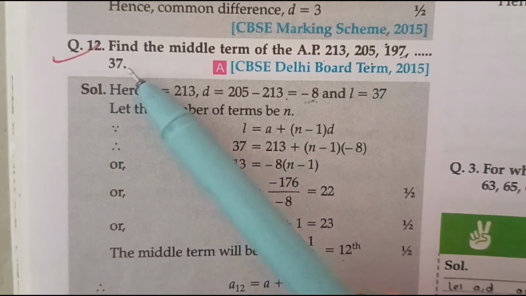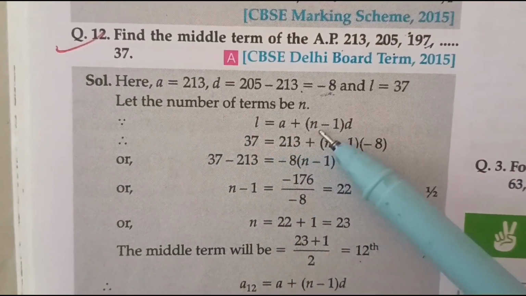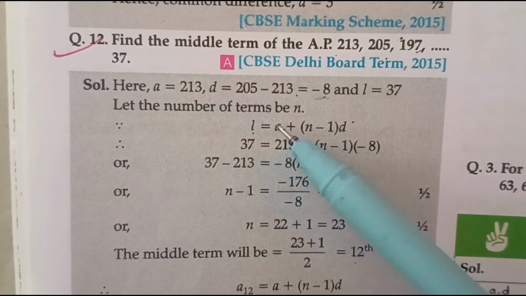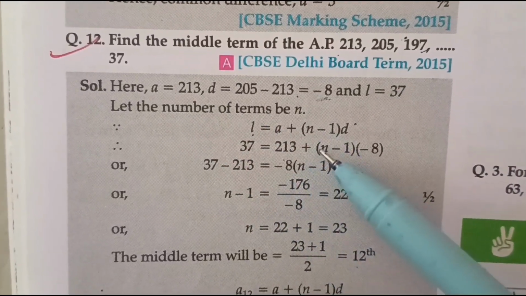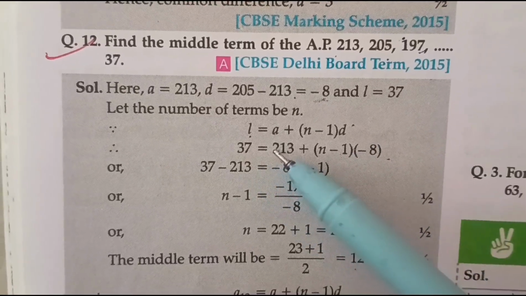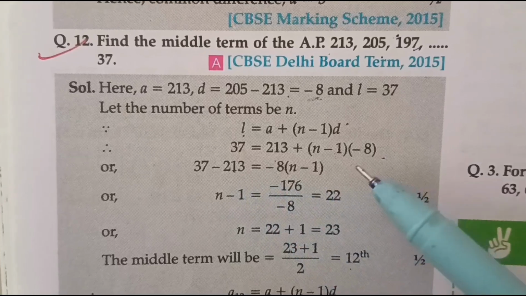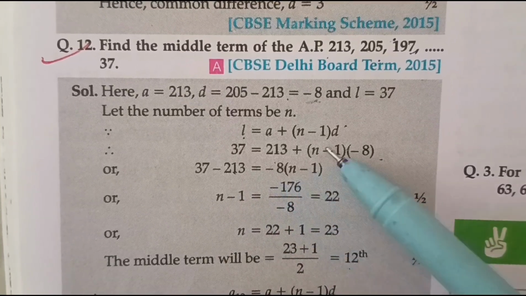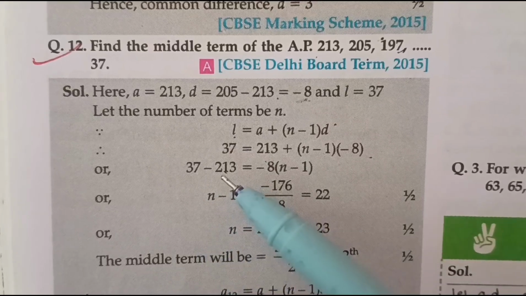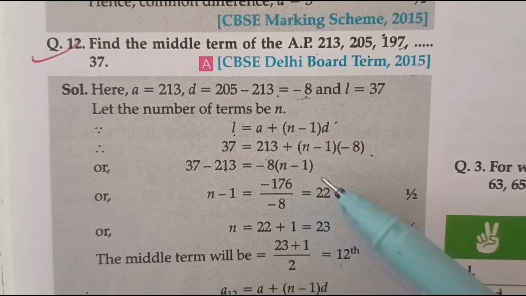They have given the last term L equal to 37. Let us use the formula L is equal to A plus (N minus 1) D. In place of L, substitute the value 37. A value is 213, plus (N minus 1), and D is minus 8. When we shift 213 to the left hand side, it becomes minus 213. So N minus 1 is equal to, when you subtract 213 minus 37, we get minus 176.